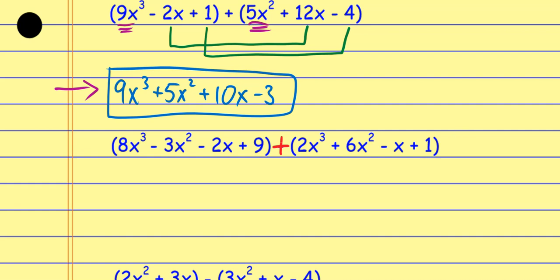Now I just change the sign of everything that's in these parentheses. So a negative 2, a negative 6, a plus x, and a minus 1. Okay? Essentially, it's like distributing a negative 1 to each of these. It's like distributing that negative sign. So it changes the sign of everything.